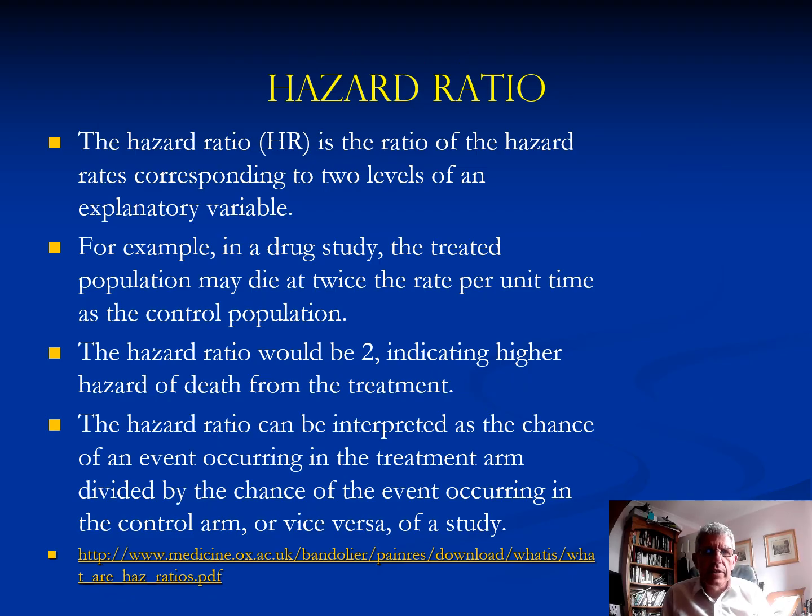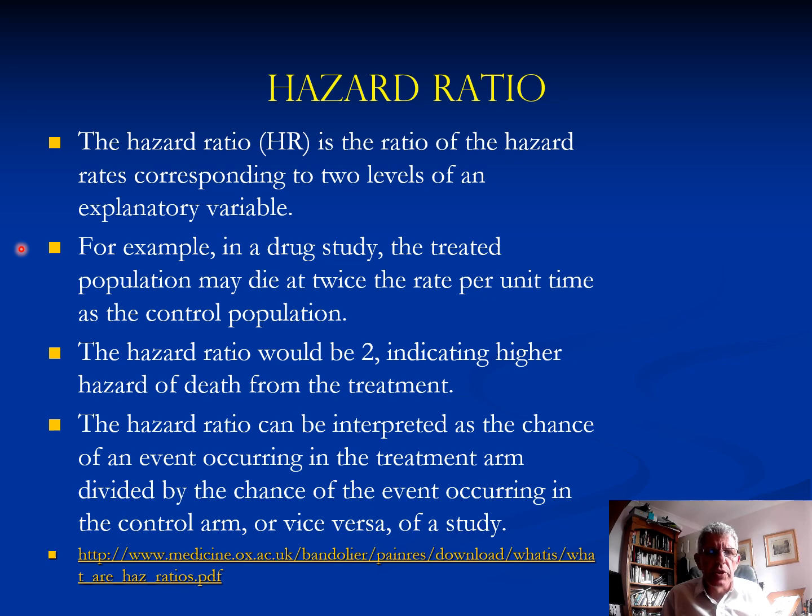So what does a hazard ratio mean? The hazard ratio is the ratio of the hazard rates corresponding to two levels of an explanatory variable. For example, in a drug study, the treated population may die at twice the rate per unit time as the control population. The hazard ratio would be 2, indicating higher hazard of death from the treatment. The hazard ratio can be interpreted as the chance of an event occurring in the treatment arm divided by the chance of the event occurring in the control arm, or vice versa.